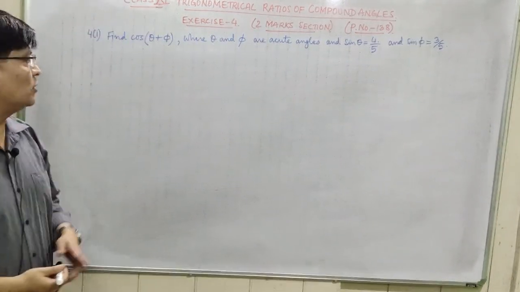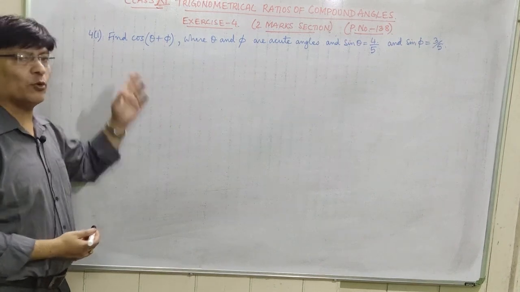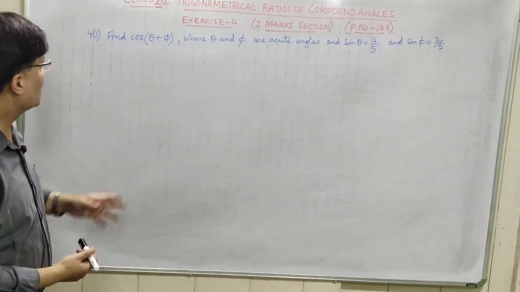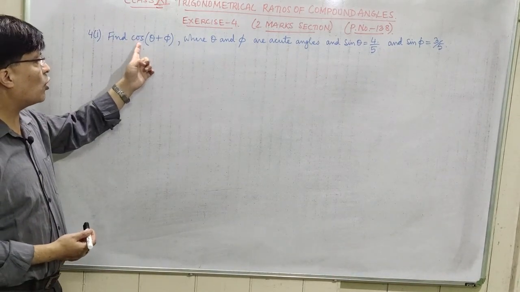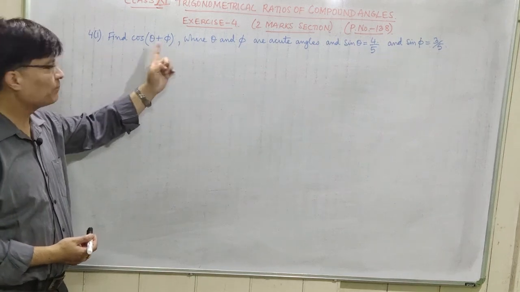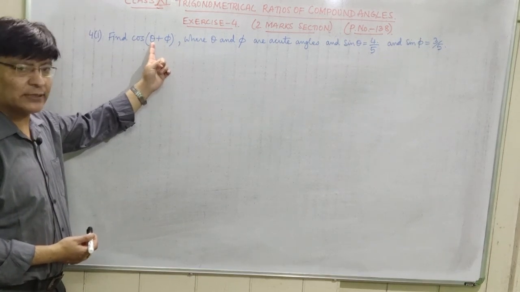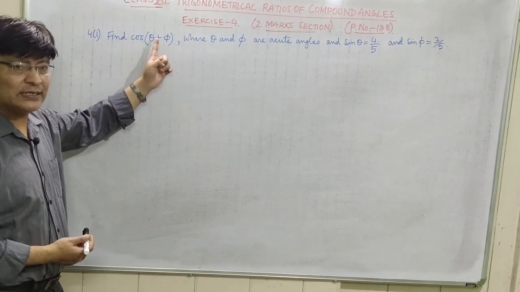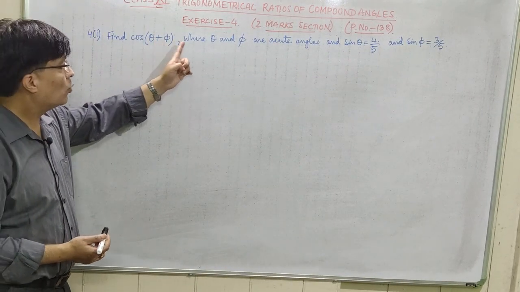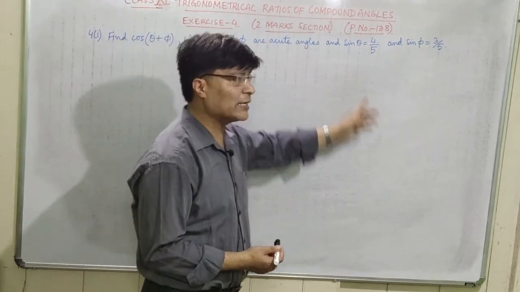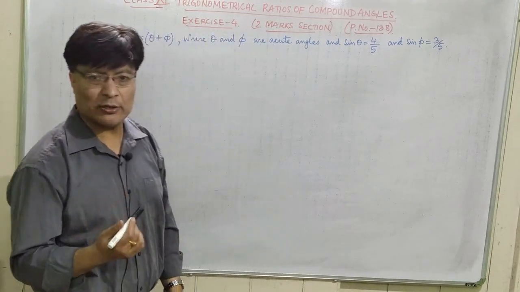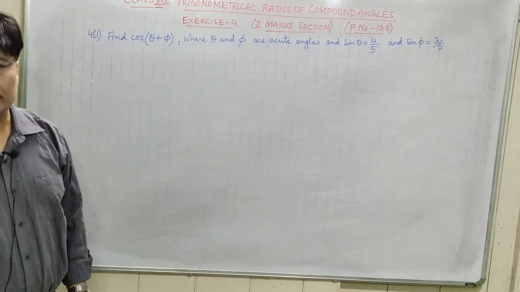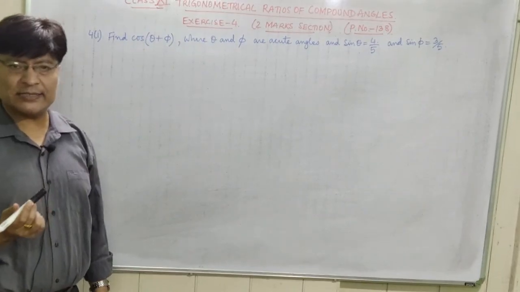So now we'll do the next question, that is for number 1. The question is, you have to find out the value for cos of theta plus phi. This is known as Greek letter, that is theta, you know that. This is known as what? Phi. This is known as phi. Where theta and phi are acute angles. Acute angle means less than 90 degree.